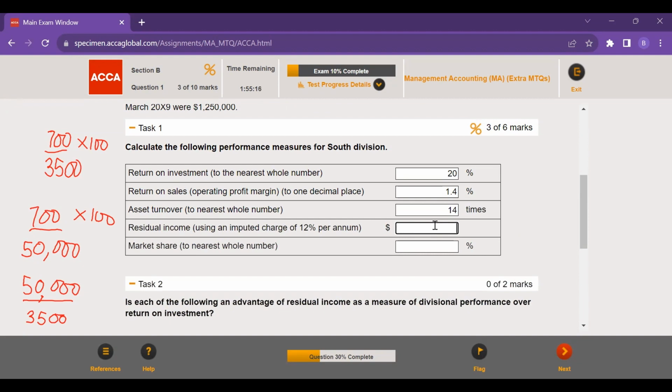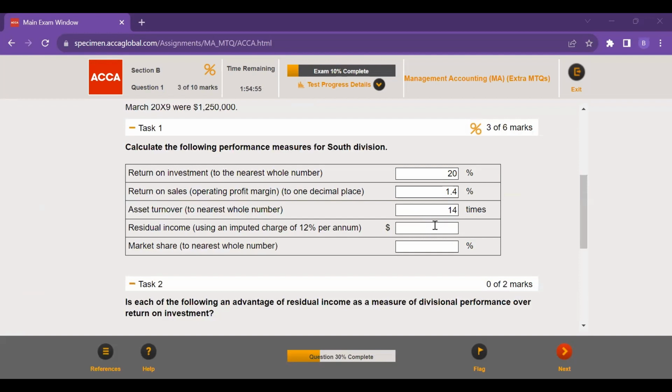Now we have to find out the residual income using an imputed charge of 12% per annum. So your residual income is nothing but how much you have earned in terms of operating profit, and then you subtract your cost of capital. So cost of capital you have to take at 12%. So what we will do over here is simply first, we'll look at our operating profit. The operating profit that was given to us was $700. And then we just have to subtract from it 12% on our capital employed.